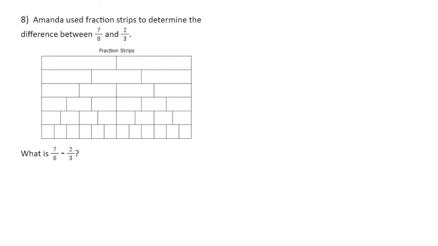So they give you the fraction strips on this one, but in my opinion, it's way easier to just do the math on this in the normal, regular way. And so that's what I'm going to do. So I've got 7/8 and 2/3, and we're going to subtract them. We know that because, first of all, it says difference, and it has the subtraction sign down here.